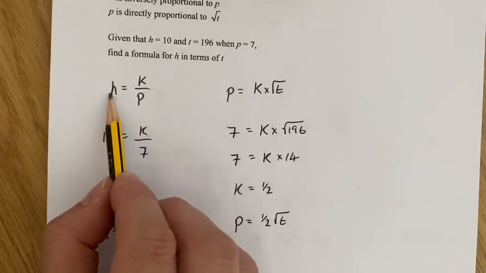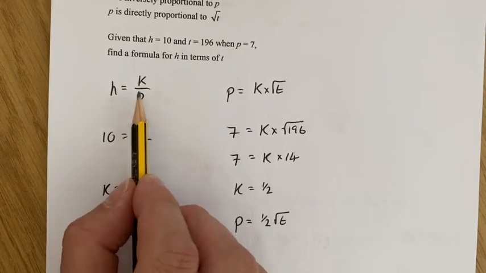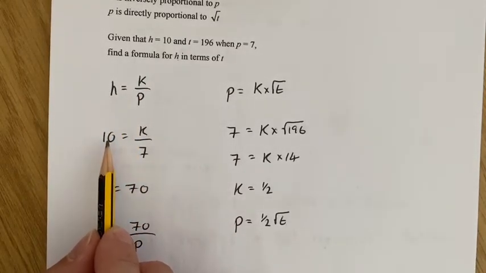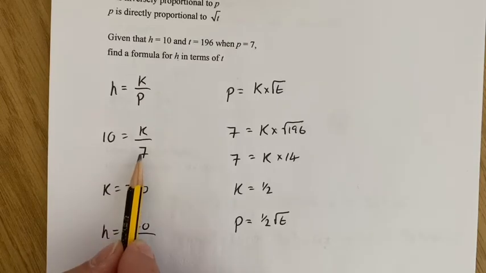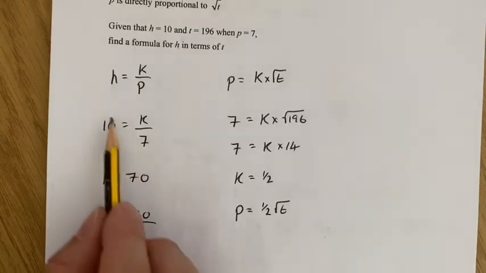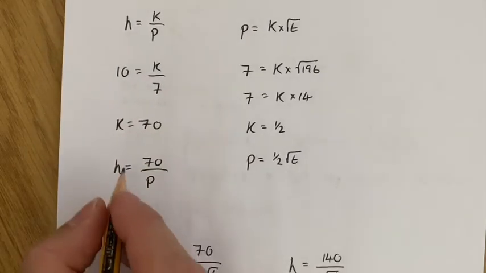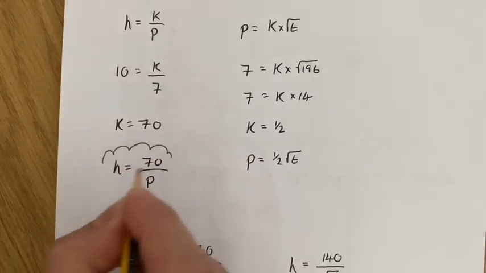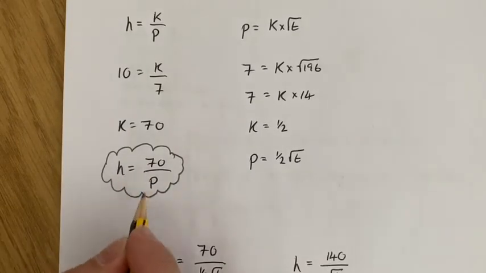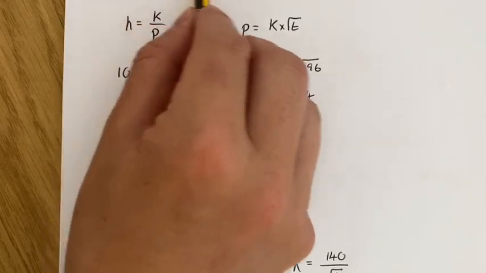Okay, so this part here is the first part. So h is inversely proportional to p, so therefore h equals k over p. Substitute in the values that we're given. We're given that h is 10 when p is 7. So 10 equals k over 7. Multiply both sides by 7 to find that k is 70, and then this is our formula that links h to p. H equals 70 over p.